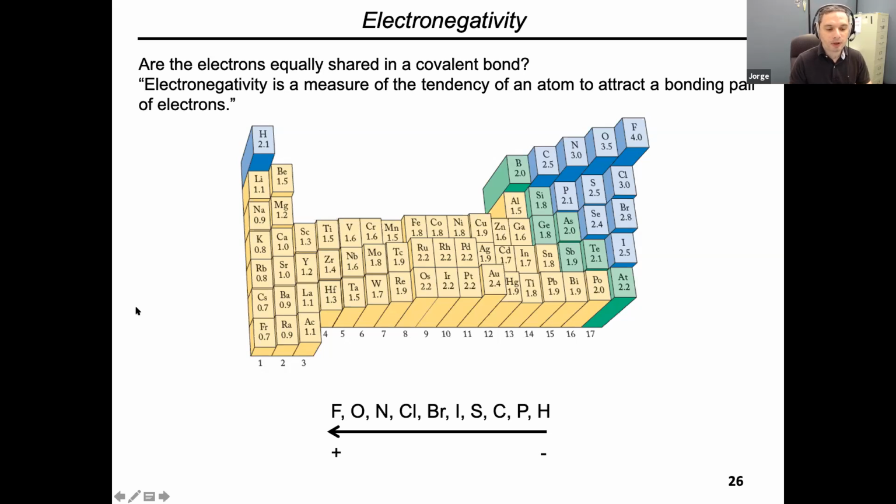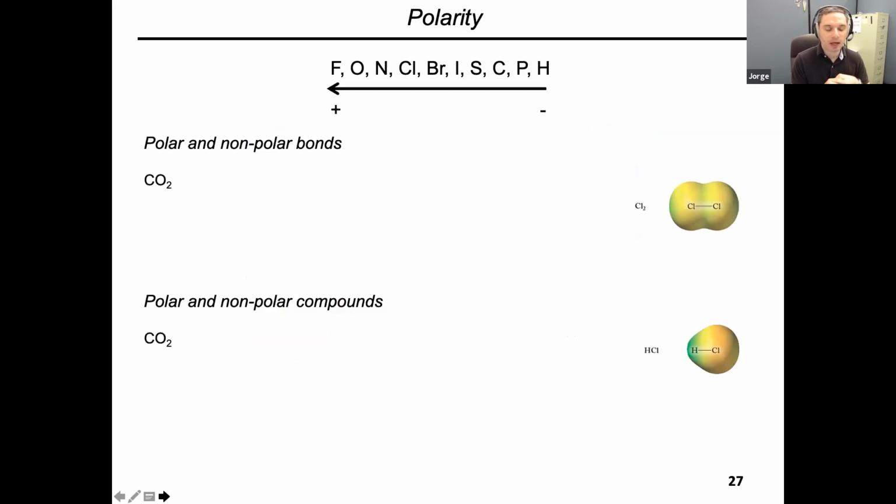Okay, so now that I showed you the concept of electronegativity, that's a good point to start defining polarity of chemical bonds. Polarity of a chemical bond means that one of the atoms has a higher electron density than the other atom involved in the bond. So that means one of the elements will pull the electrons closer to itself and leave the other element with some sort of deficiency of electrons.